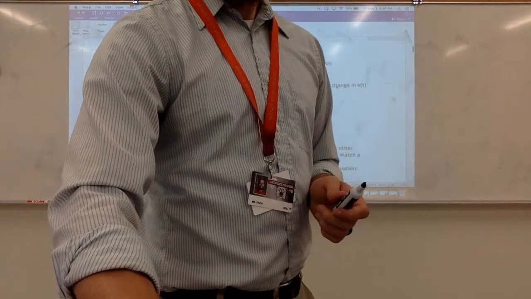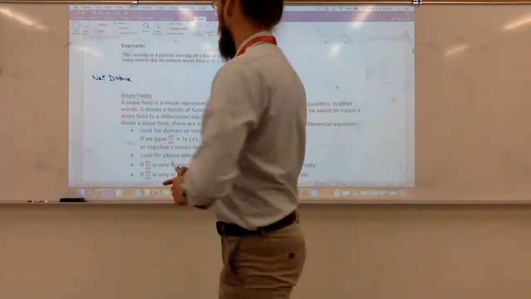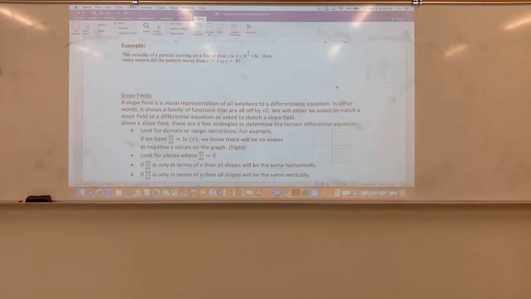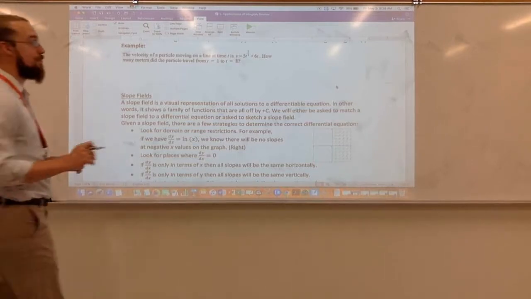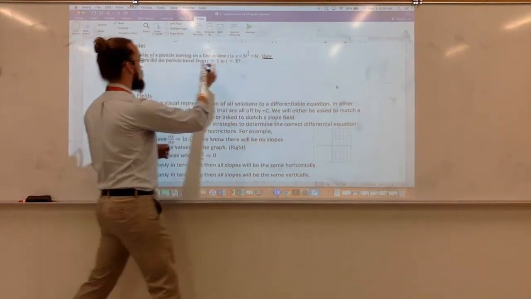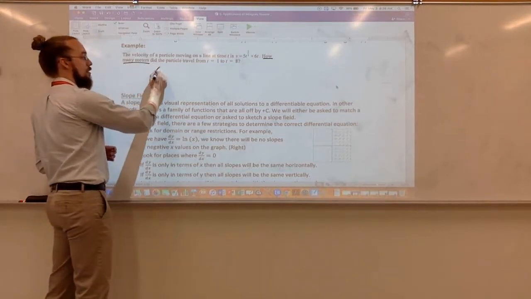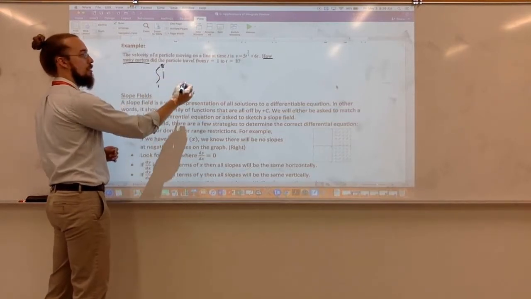So let's take a look at one random example question. The velocity of a particle moving on a line at time t is 5t to the 2/3 power plus 6t. How many meters did the particle travel from t equals 1 to 8? Wait, so we're looking for total distance? Yes. How many meters would be total distance? So we're taking the total from 1 to 8 of the absolute value of the velocity. Exactly.